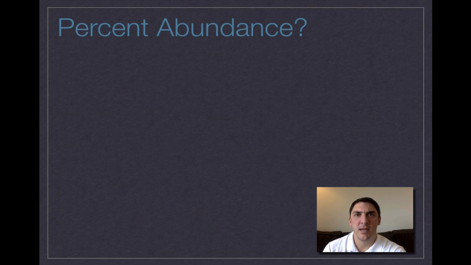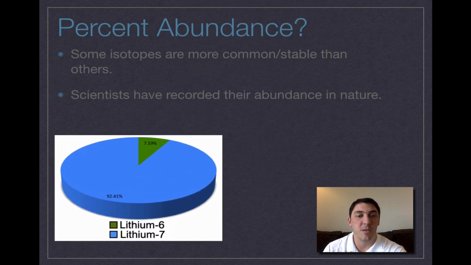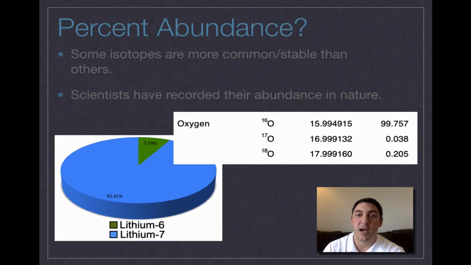Percent abundance, okay? I talked about their abundance in nature, or their percentages. Well, what does that mean? What is its importance? Well, some isotopes are more common and stable than others. Scientists have recorded their abundance in nature, and you can see an example here with lithium-6 and lithium-7. About 92% of all lithium is lithium-7, with a mass of 7, which means it's got 3 protons and 4 neutrons. There's also lithium-6. It makes up about 8% of all lithium, which means it's got 3 protons and 3 neutrons.